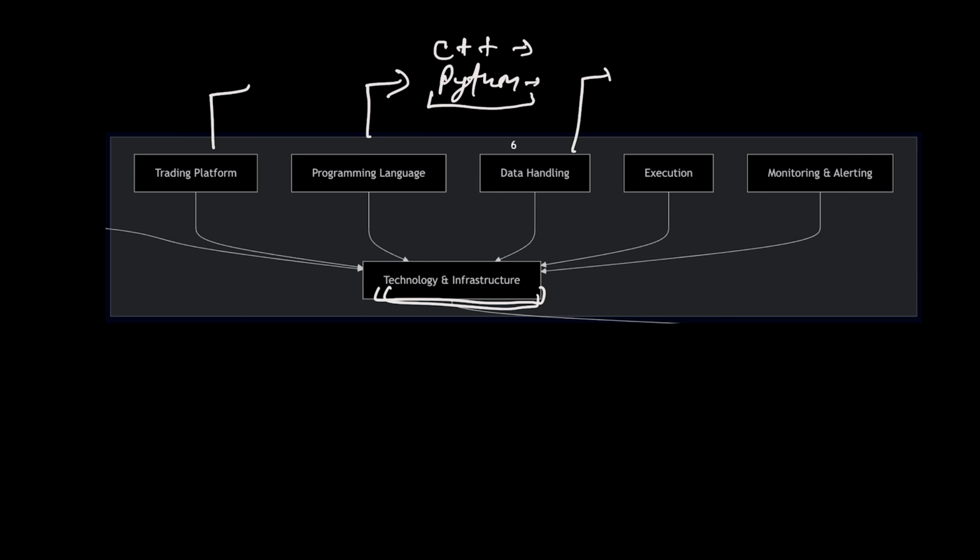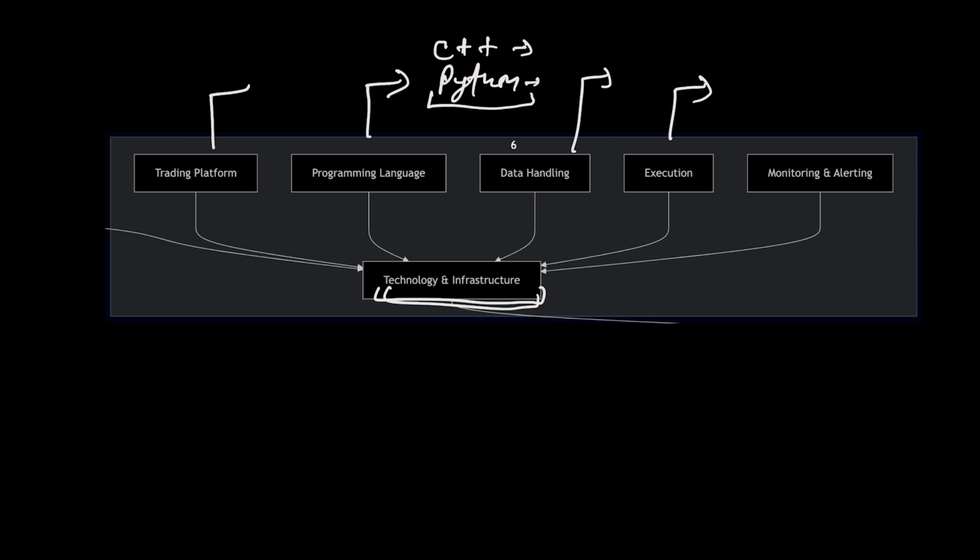Next we have data handling. You have to implement efficient data storage and retrieval mechanisms, because it is really crucial. So maybe you are going to store your historical data in a database and use APIs to access real-time data from any data provider.